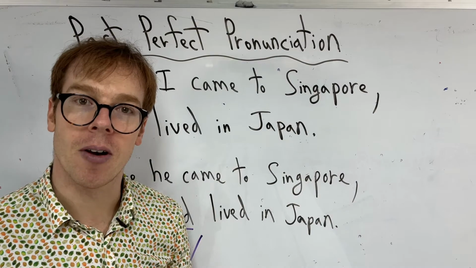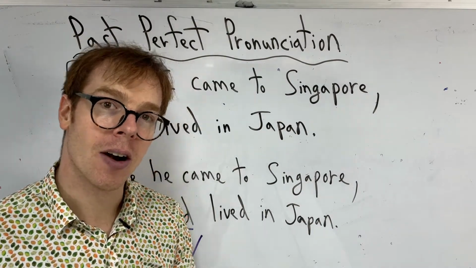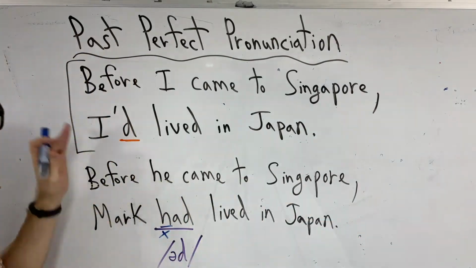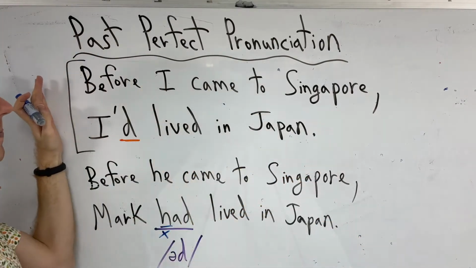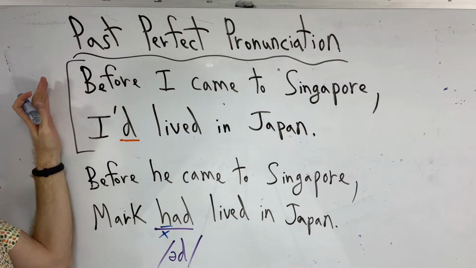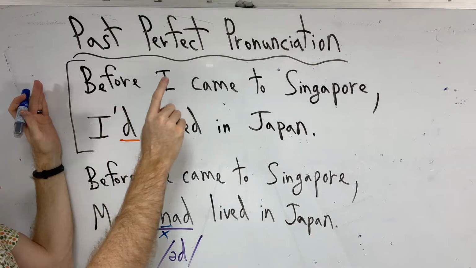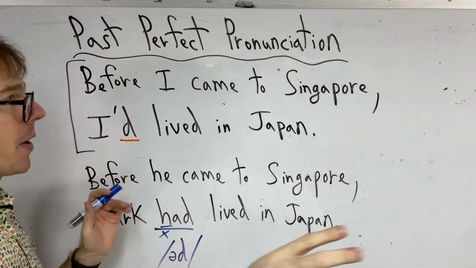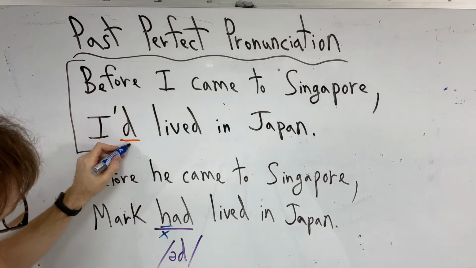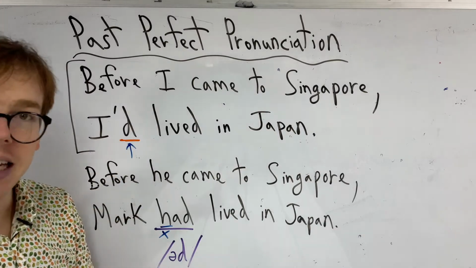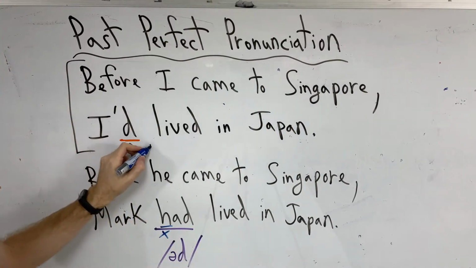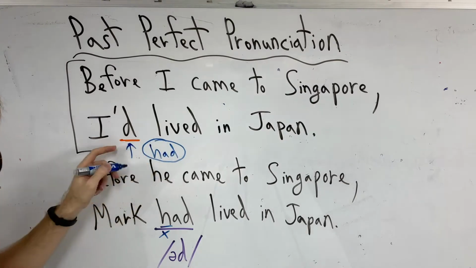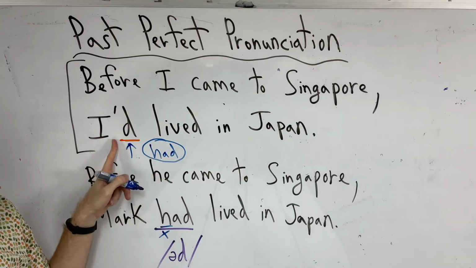So pronunciation, right? The sounds of English, and being able to hear and understand the sounds of English. So here's a past perfect sentence. Look closely. Before I came to Singapore, I'd lived in Japan. I'd lived in Japan. So right here, we have our D, which is short for had. We call that in English a contraction. This is a contraction for had.